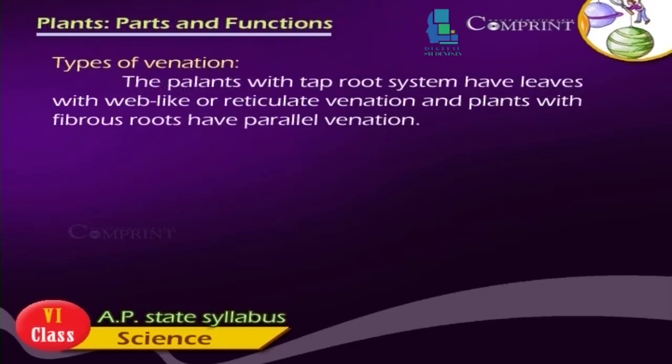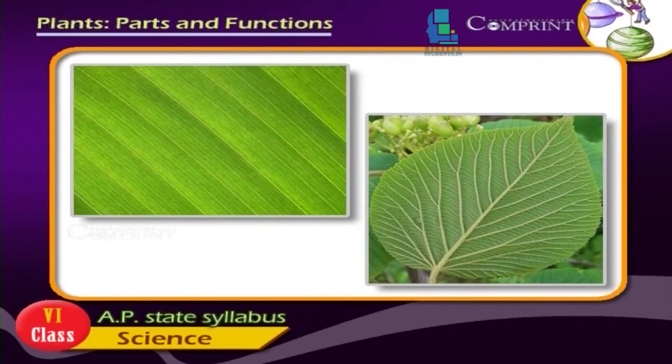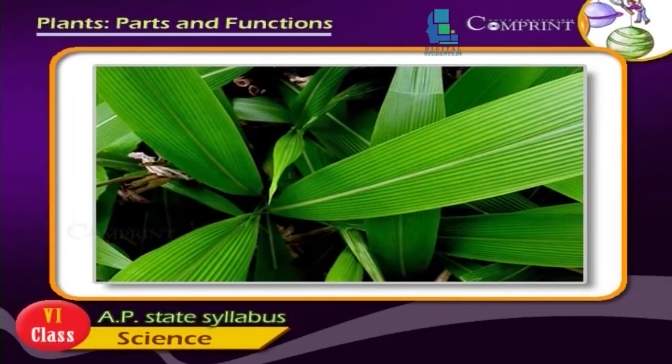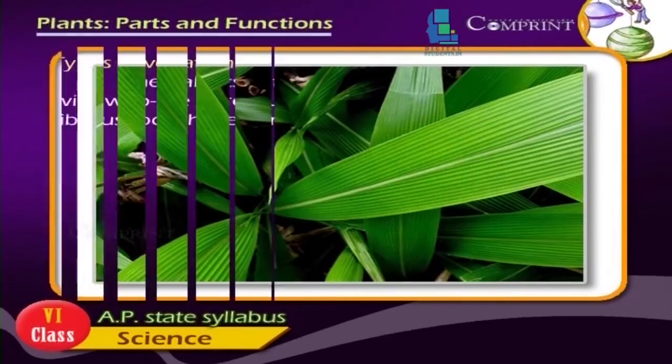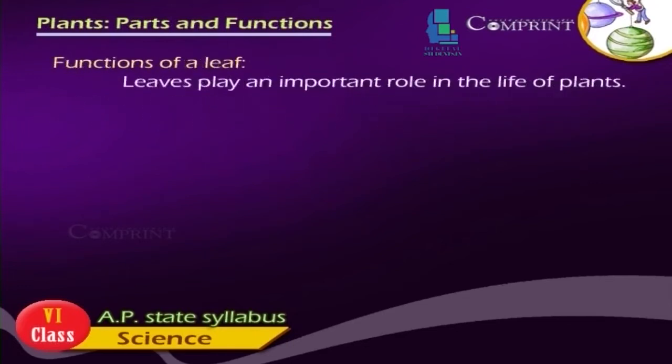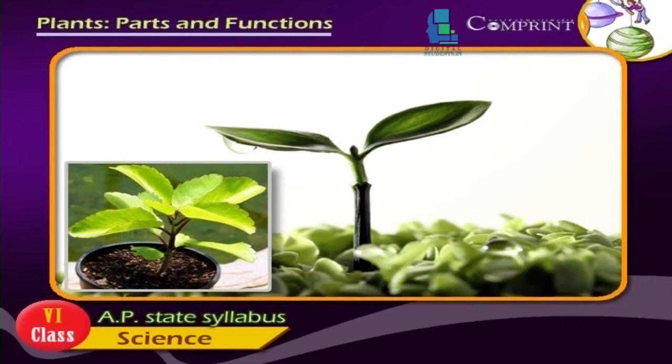Types of venation. The plants with taproot system have leaves with web-like or reticulate venation, and plants with fibrous roots have parallel venation. Functions of a leaf. Leaves play an important role in the life of plants.